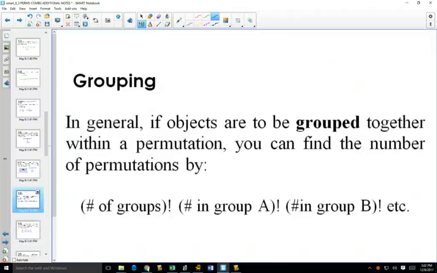So to recap, going back to the original slide, we first figure out how many groups we have, number of groups factorial, and then we look at each individual group and figure out how many ways we could arrange that group.